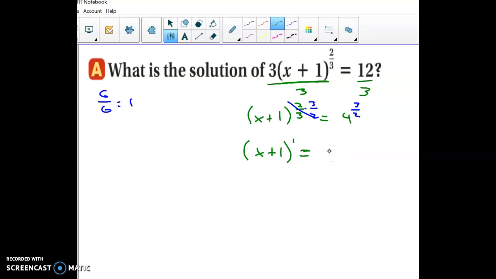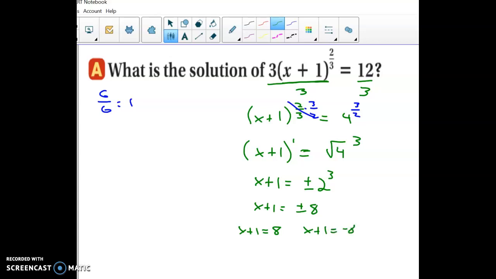And then on this side I'm going to switch forms. So I'm going to have a square root of 4 to the 3rd power. All right, and then square root of 4. This is the tricky part because remember it's both plus and minus 2. And then when you cube it, you get plus or minus 8. All right, so x plus 1 can either be positive 8 or x plus 1 can be negative 8. And if I solve both of those, minus 1 here, minus 1, right? So you get 2 answers of 7 and negative 9.